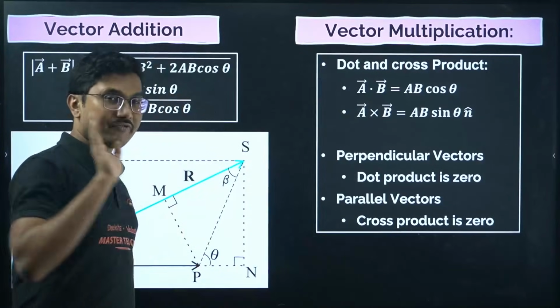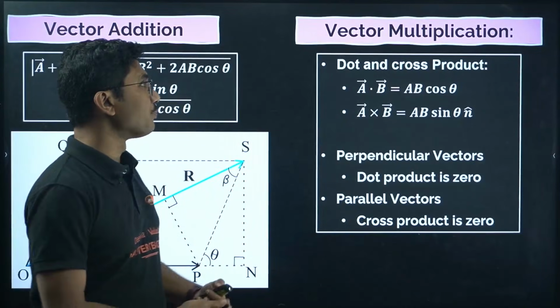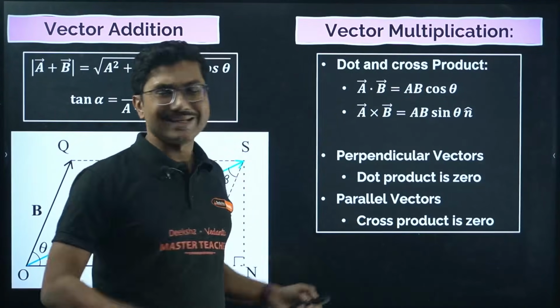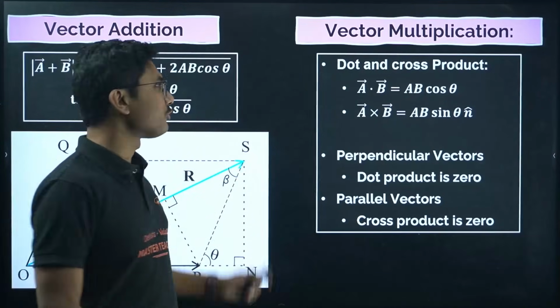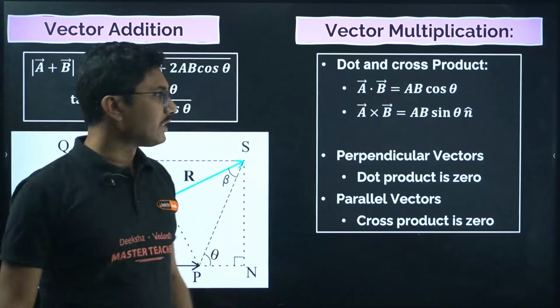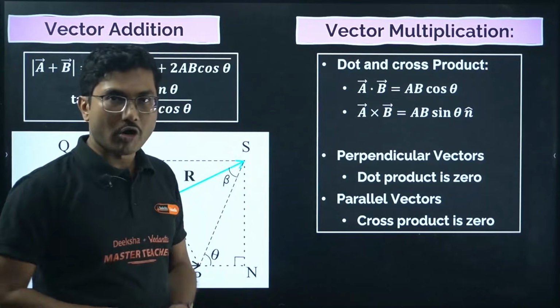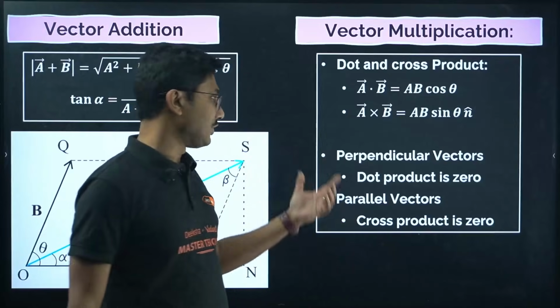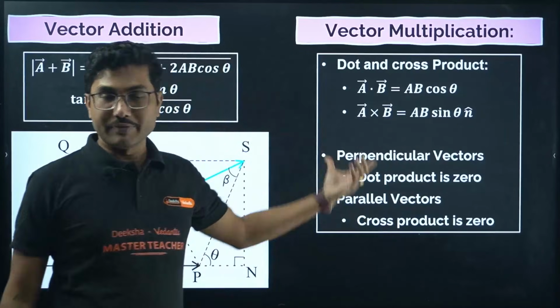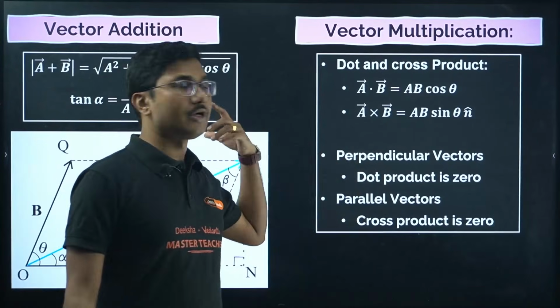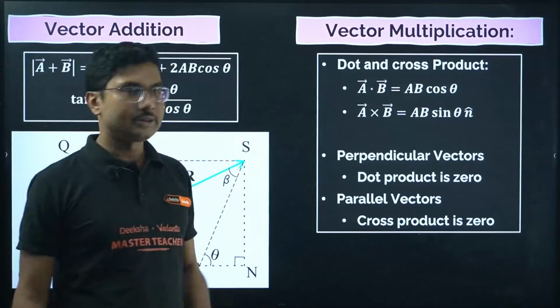So this is one very important point for all of you. Similarly, dot product, cross product, everything is added in this portion, so that all the vector related doubts that you might have will always be covered through this formula sheet. Also, perpendicular vectors: if the vectors are perpendicular, their dot product is 0. If they are parallel, their cross product is 0.